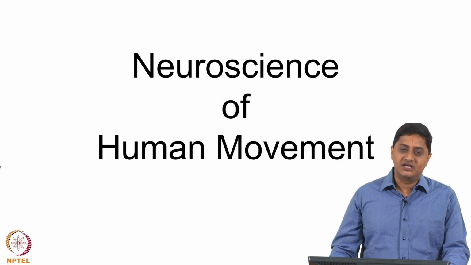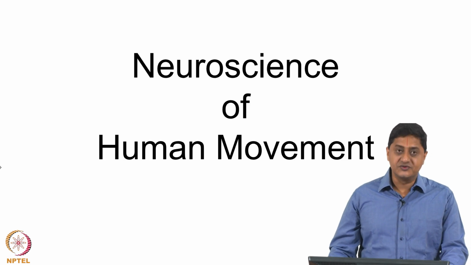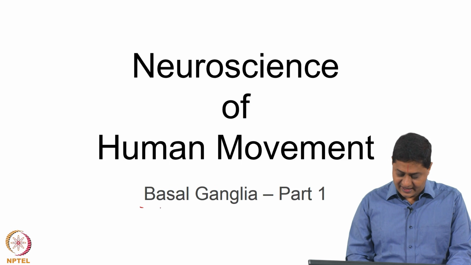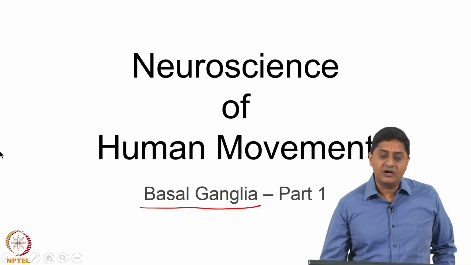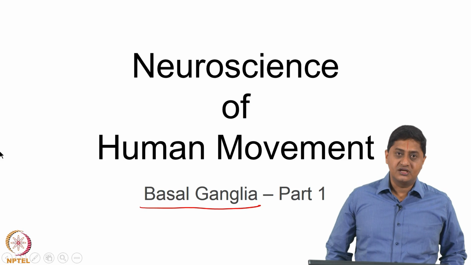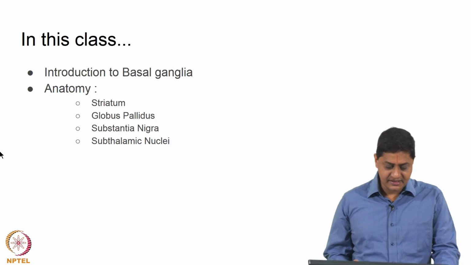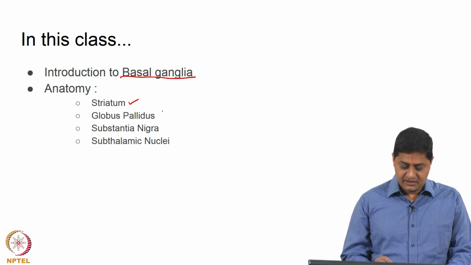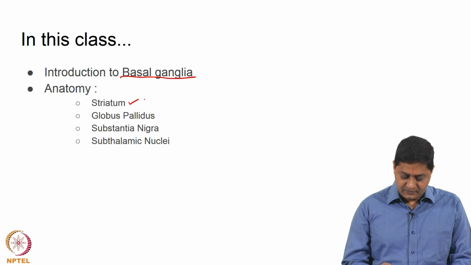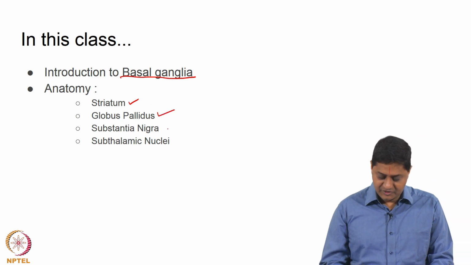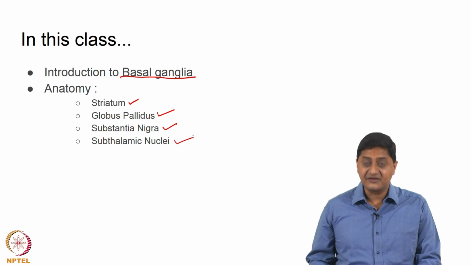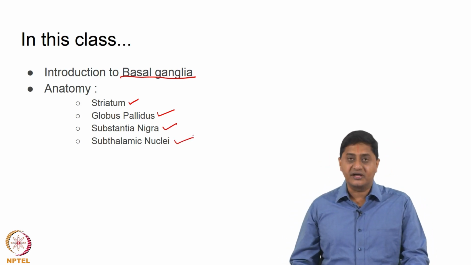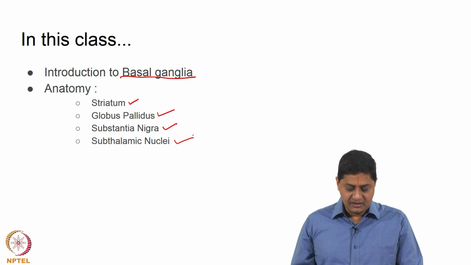Welcome to this class on neuroscience of human movement. In today's class, we will be introducing basal ganglia, and this will be part 1 of our discussion on basal ganglia. So, in this class, we will introduce basal ganglia, we will discuss the anatomy of the basal ganglia, we will discuss the various regions: striatum, globus pallidus, substantia nigra, and subthalamic nucleus, which form part of the basal ganglia.